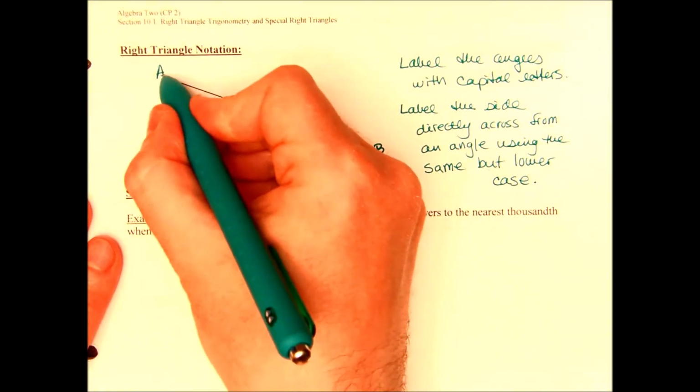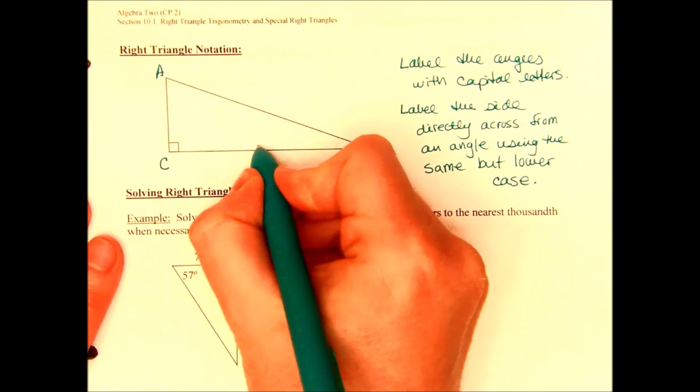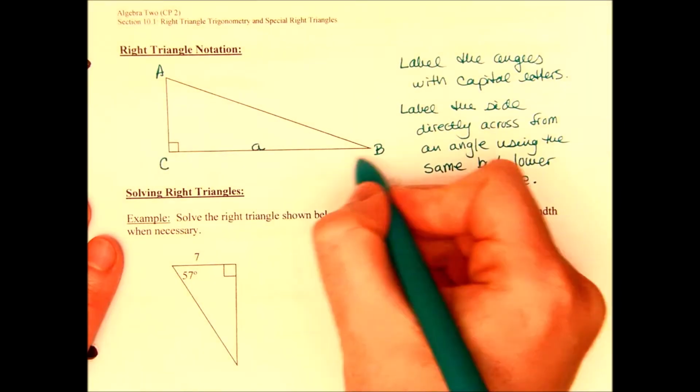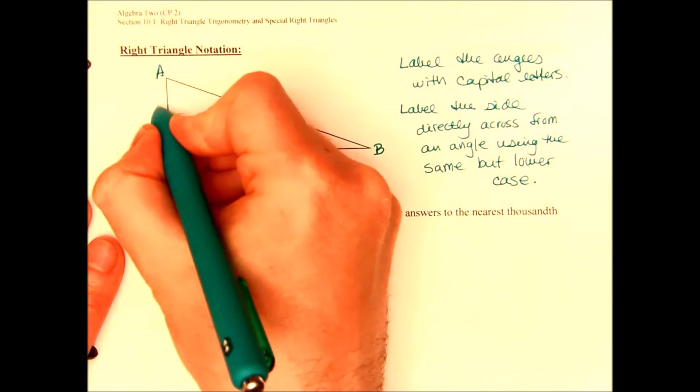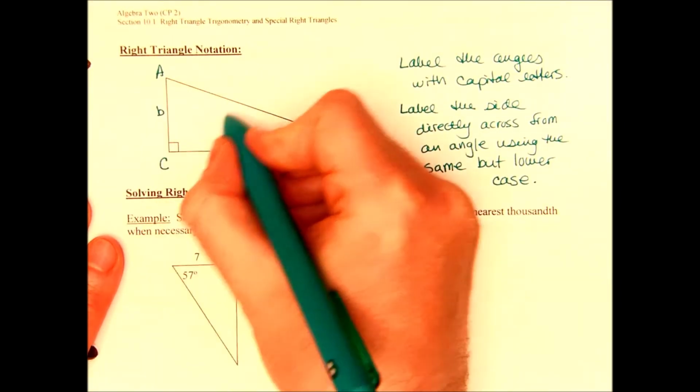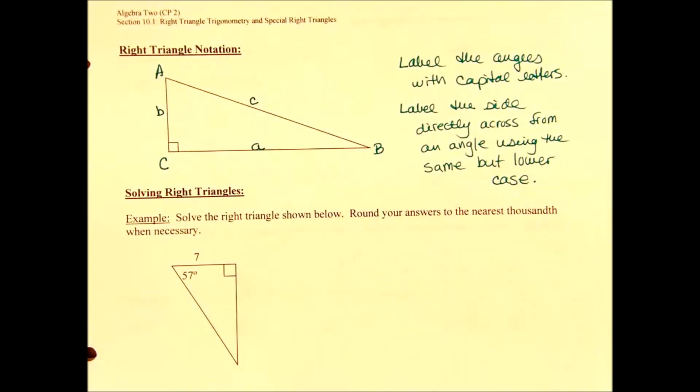So directly across from A is this side over here. I'm going to label that little a. Directly across from B is this side. I'm going to label that little b. And directly across from C is that side. I'm going to call that little c. We're going to see this notation as we keep moving through this unit.